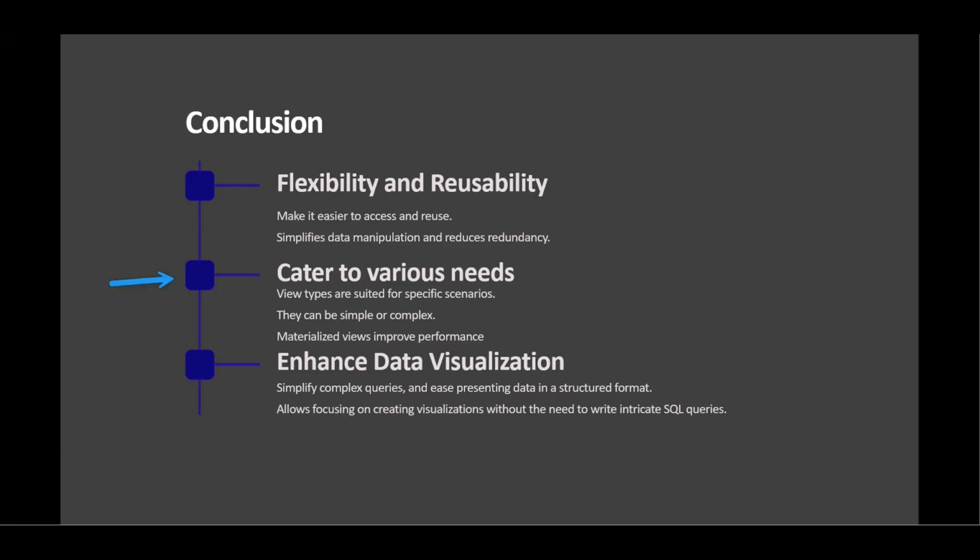They also are different view types that cater to various needs. PostgreSQL provides various view types, each suited for specific scenarios. Simple views offer a basic abstraction, while complex views can handle intricate data relationships. Materialized views improve performance for frequently used computationally expensive queries, and recursive views enable efficient representation of hierarchical data.